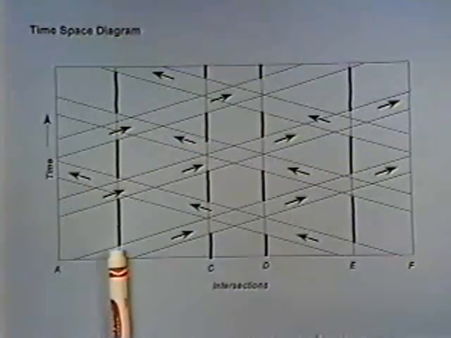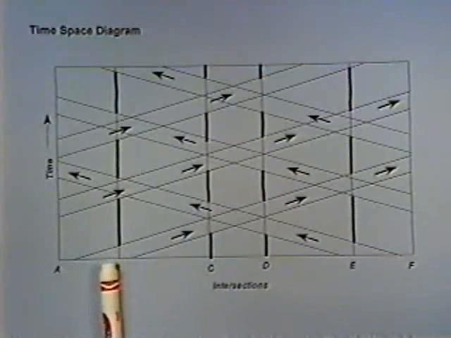Or you could do it from start of green to start of green, but those cycle lengths repeat themselves throughout the system. One requirement for progression along arterial streets is that all of the cycle lengths have to be the same duration, and generally they're limited by the longest, the heaviest volume intersection on the arterial.